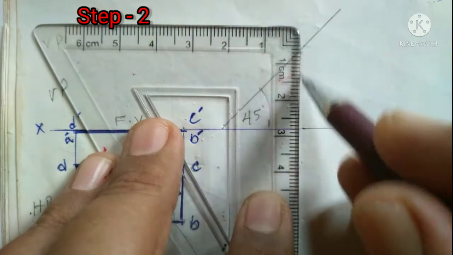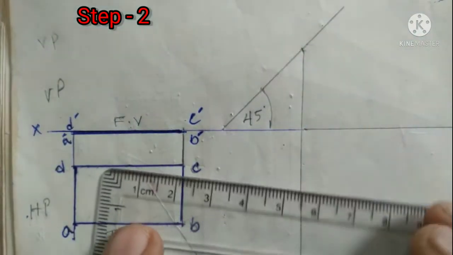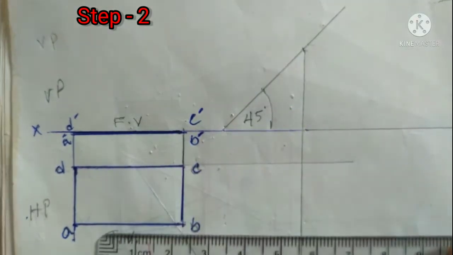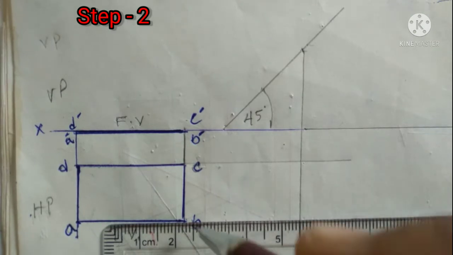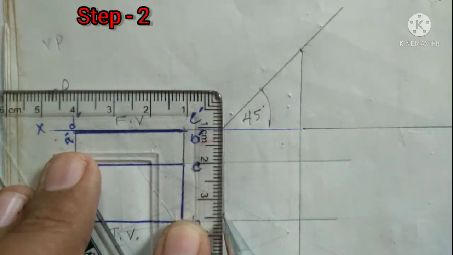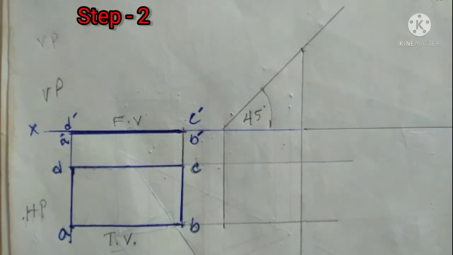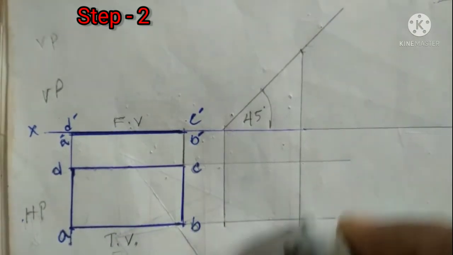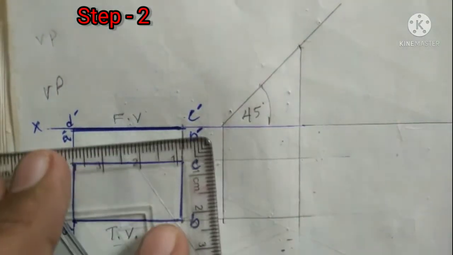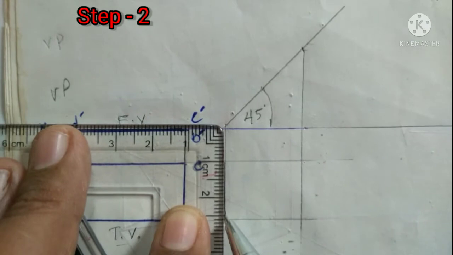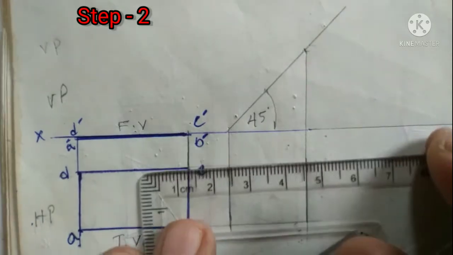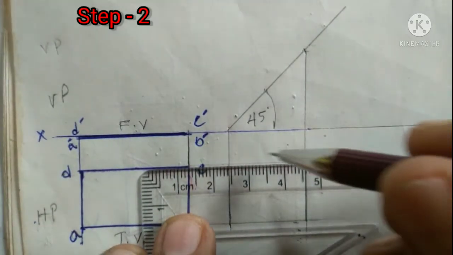Take the distance of the front view by a divider and we will put it here. Draw the projection line, which will be parallel to the XY line. Similarly, we will draw the projection line from the front view, and it will always be perpendicular to the XY line. Now use a thick line to separate the top view from the projection line.